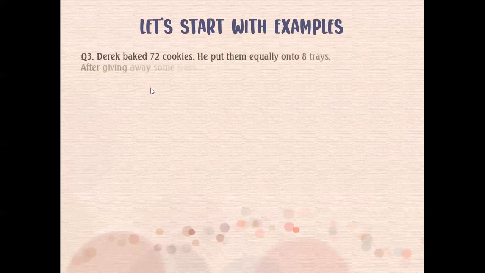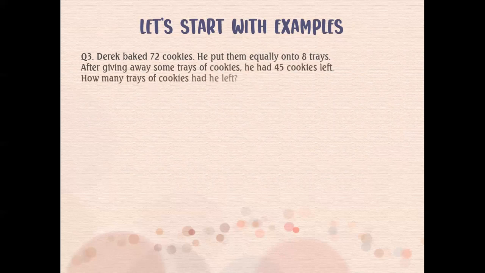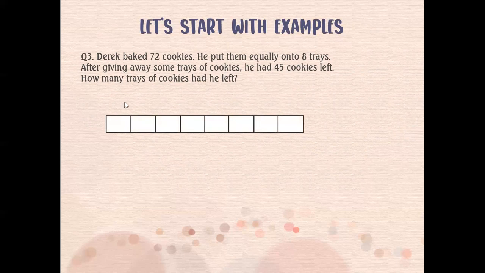Derek baked 72 cookies. He put them equally onto 8 trays. After giving away some trays of cookies, he had 45 cookies left. How many trays of cookies had he left? So the same thing, we will draw the model. We will draw 8 boxes to represent 8 trays. So the total of the 8 trays is 72 cookies.